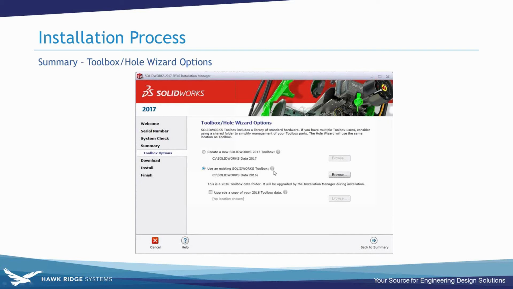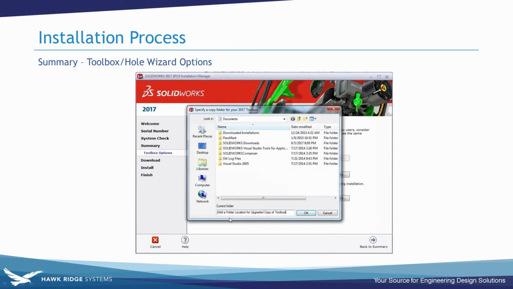So use an existing SolidWorks toolbox. There's also an upgrade a copy of your 2016 toolbox data option here. If you check that on, what this will do is it'll leave your SolidWorks data 2016 folder, and then it'll make a copy of that folder and upgrade it to 2017. So if you select browse here, a pop-up window will come up, and you can just add a folder location for the upgraded copy of the toolbox.